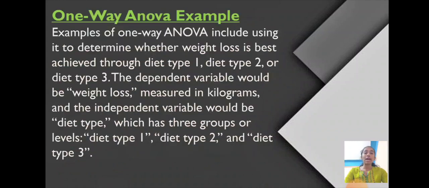One-Way ANOVA example. An example of One-Way ANOVA is using it to determine whether weight loss is best achieved through diet type 1, diet type 2 or diet type 3. The dependent variable would be weight loss measured in kilograms, and the independent variable would be diet type, which has three groups or levels: diet type 1, diet type 2 and diet type 3.